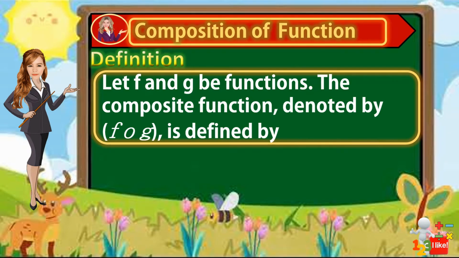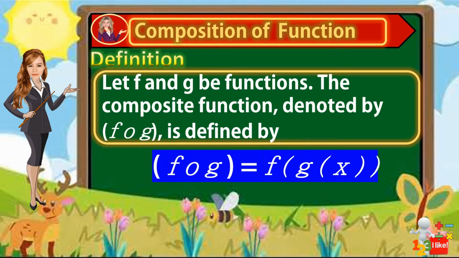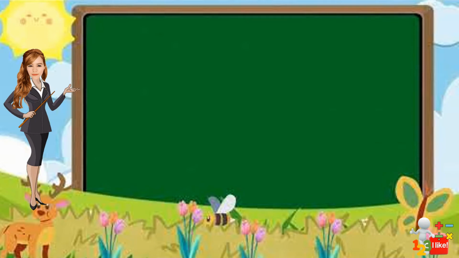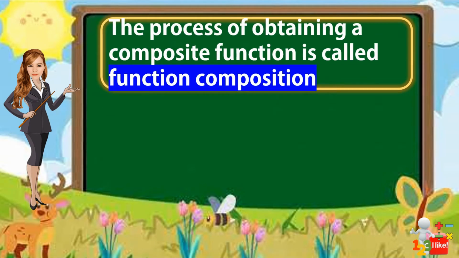The composite function, denoted by f composed with g, is defined by (f composed with g)(x) is equal to f of g of x. The process of obtaining a composite function is called function composition.